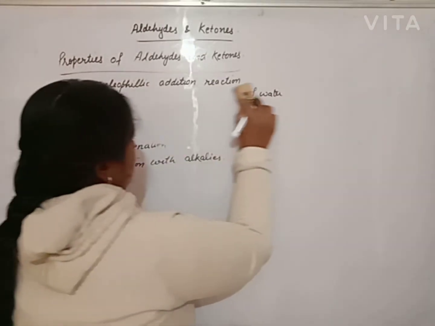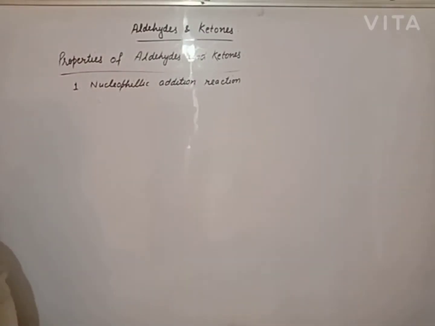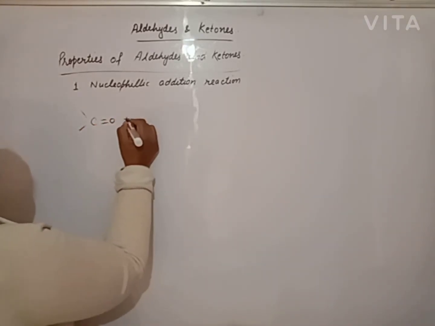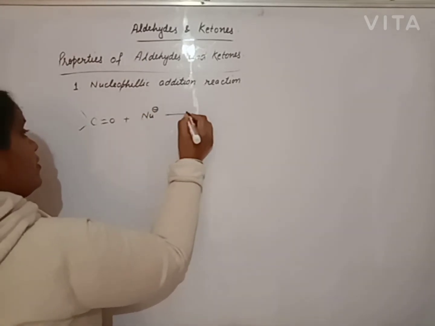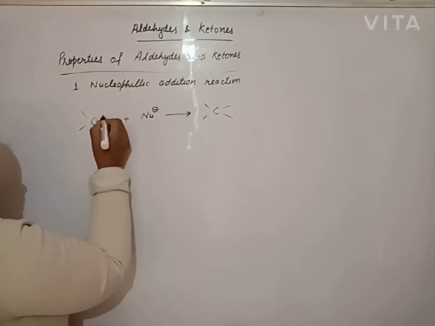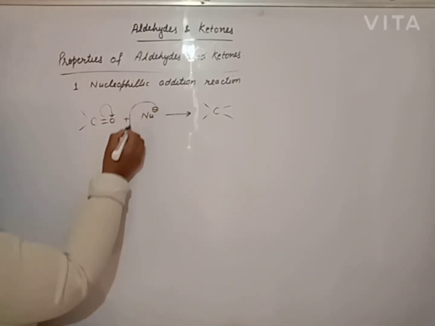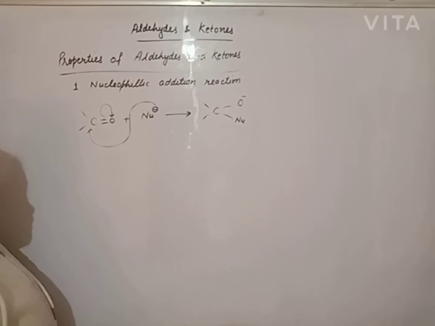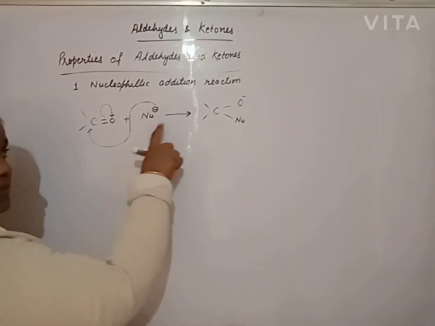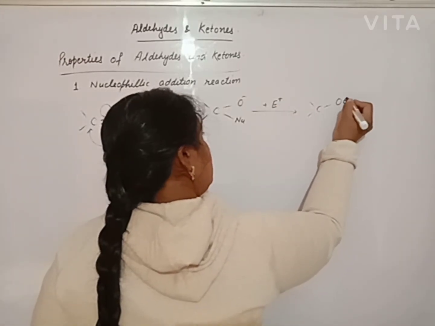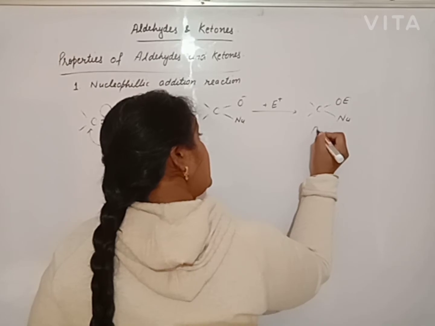Out of these, first of all, we will discuss the addition of nucleophile. The carbonyl group, either aldehyde or ketone, reacts with a nucleophile. Out of carbon and oxygen, oxygen is more electronegative, so the nucleophile will attack on carbonyl carbon, and we have this type of product. And the electrophilic part of this reagent will combine with oxygen to give adduct. Adduct means addition product.